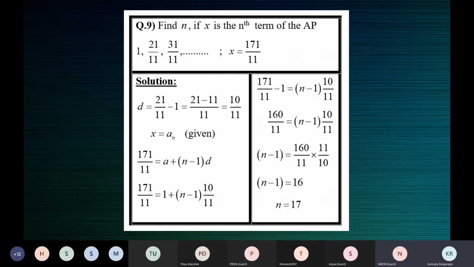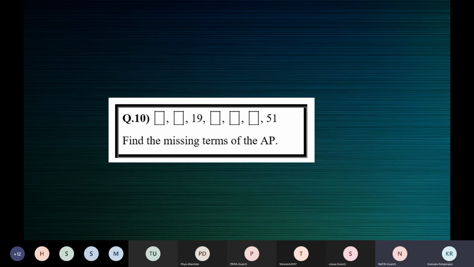So find N. N is 17. Next question, children. Which is the next one? The 11th one, ma'am. Okay. The questions that come in the middle, you can take a screenshot and try it as homework, children.